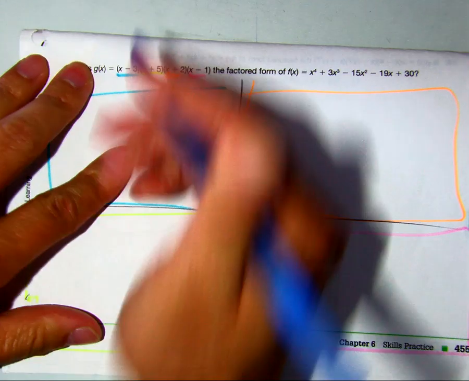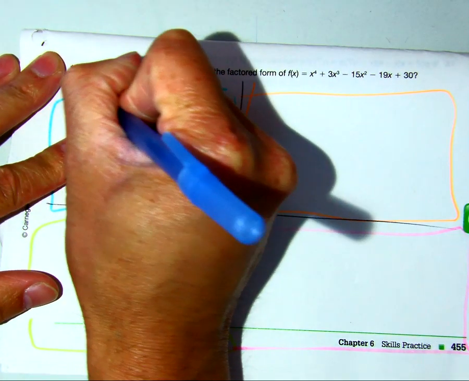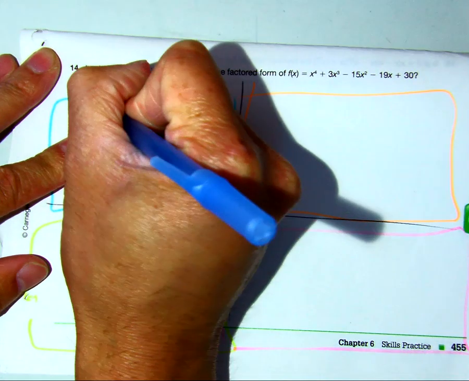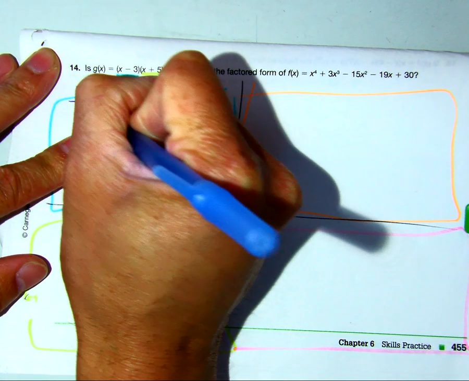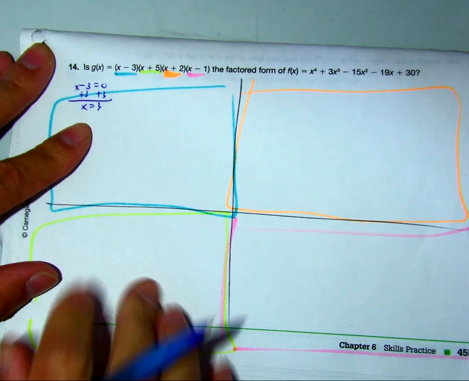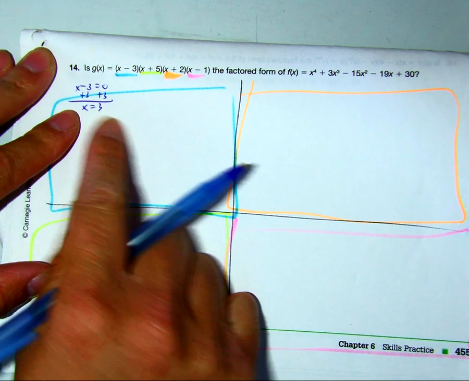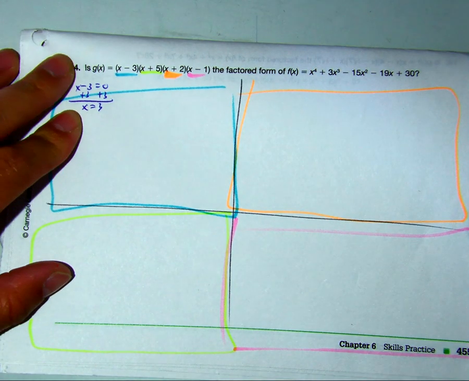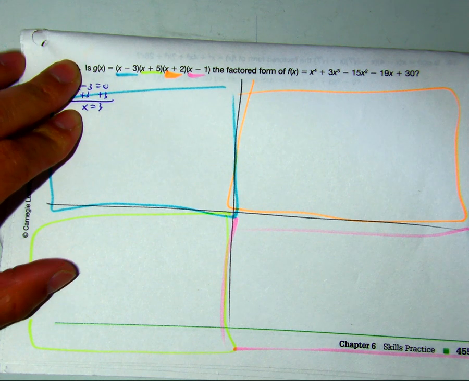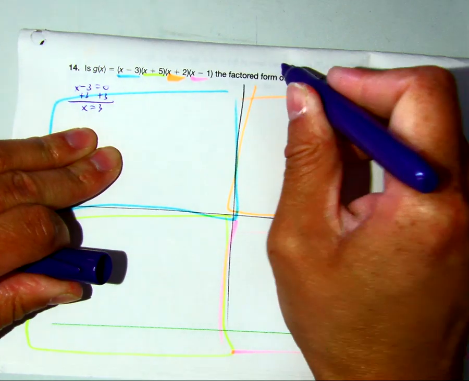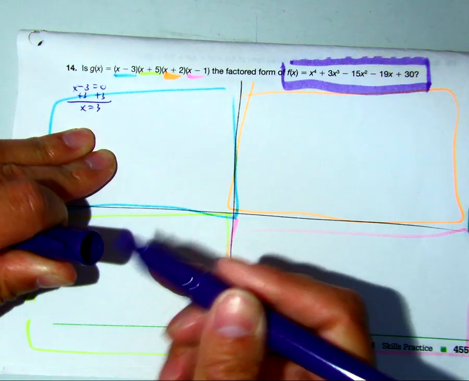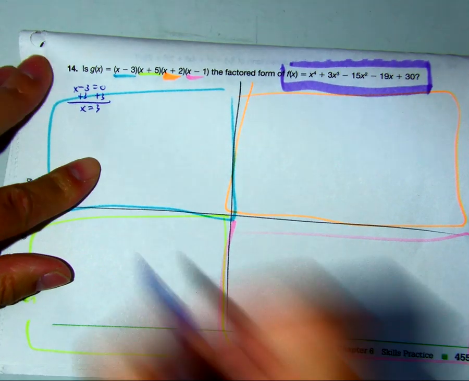So what I'm going to do is, I know that x minus 3 equals 0. And if I add 3 to both sides, I get x equals 3. Well, what can I do with this x equals 3? I can put it into the original function. I will put that in purple. So here is my original function in purple there. I'm just going to do a substitution.